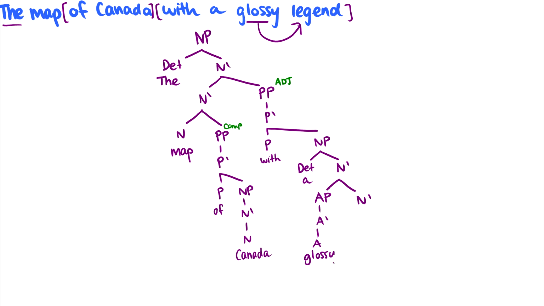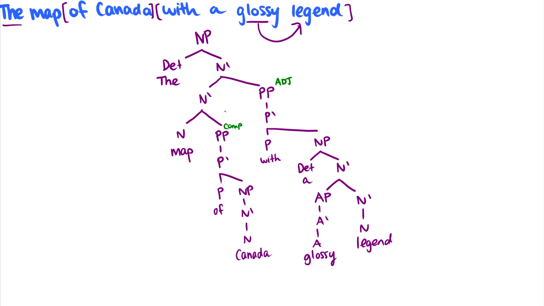And then finally, legend is the head of the noun phrase. So here's our tree for the map of Canada with a glossy legend. The important thing here is that with a glossy legend is an adjunct for map, which means it's going to be the daughter of an N bar and sister of an N bar, while the complement of Canada is going to be the daughter of an N bar and sister of the head.